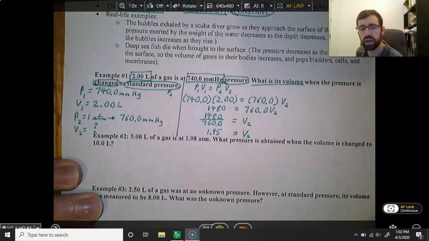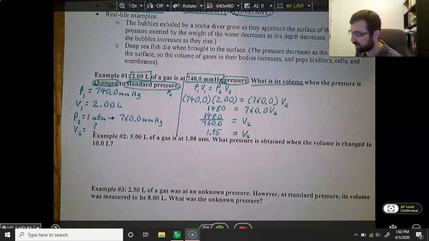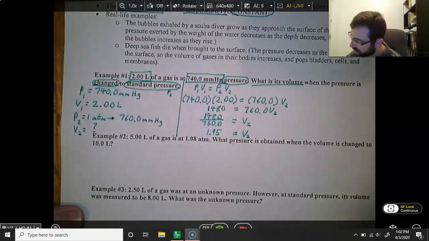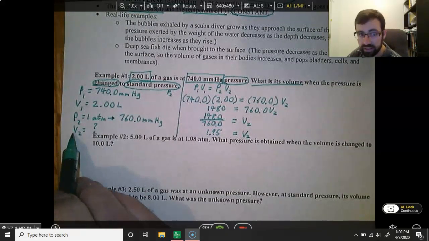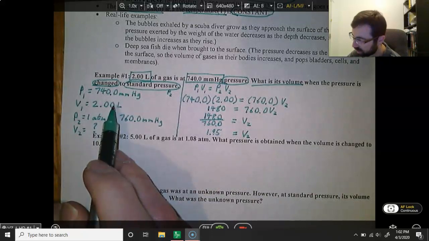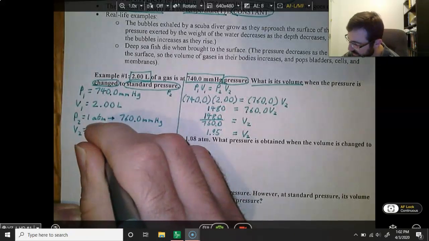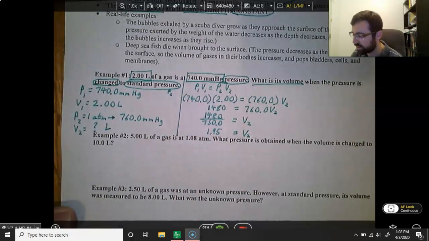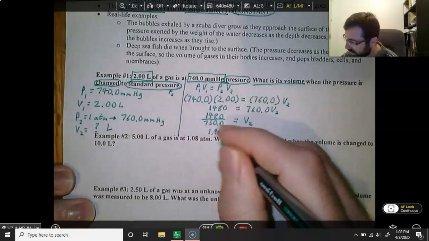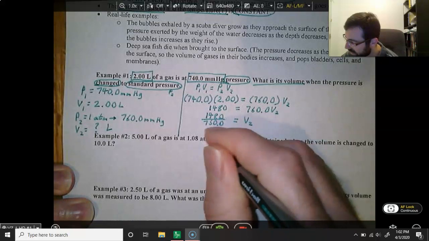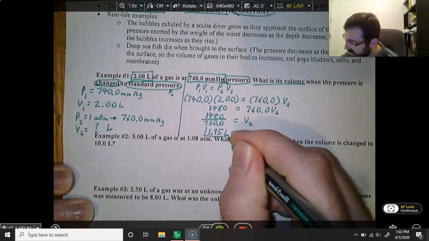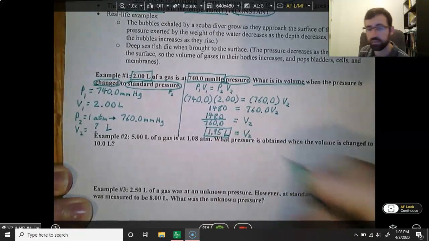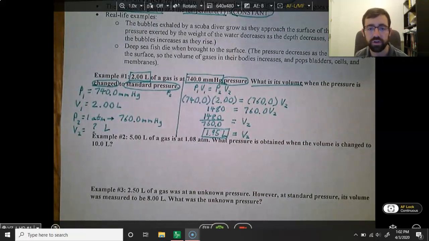There's one more thing we got to make sure we get right, and that is the units. If you look back, I'm looking for volume. I had liters. That was my first volume, so my second volume is going to be giving me units of liters as well. So I have 1.95 liters as my final volume, and that's how you solve the first problem.